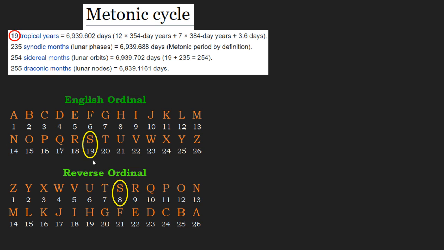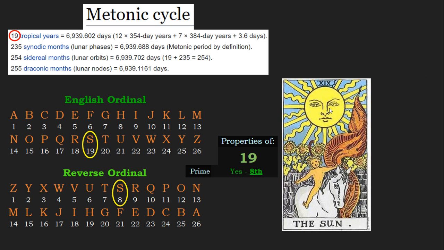Here we see a connection between the sun and the moon through the alphabet. Consider this number, 19 years. And think about how the sun begins with the letter S, which is the 19th letter in the alphabet. 19 is also a prime number, the 8th prime number. And if you reverse the alphabetic order, you find that S is the 8th letter. Furthermore, the sun is the 19th card of the tarot deck.